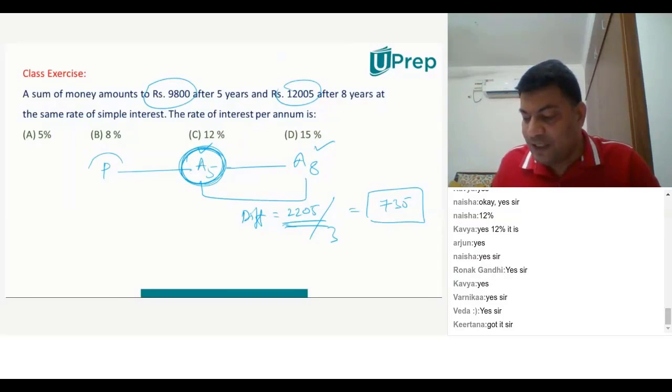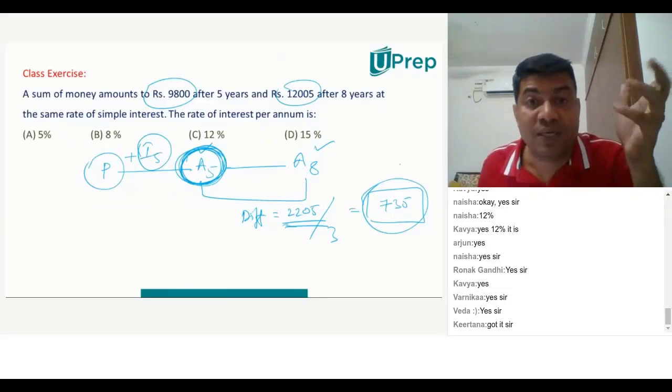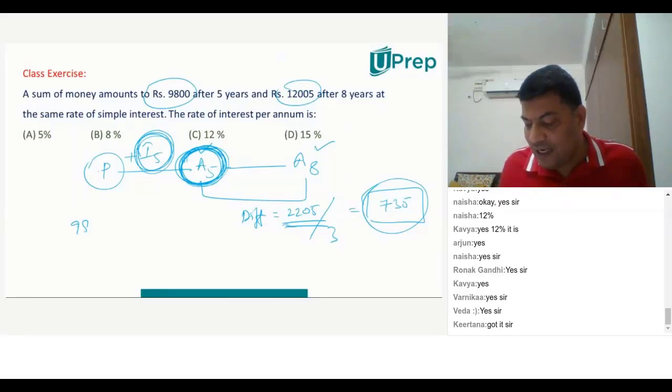So once you get the interest per year, you know the amount at the end of 5 years. How do I calculate principal? Amount of 5 years comes from principal plus interest of 5 years. So how do I calculate interest of 5 years? If I know interest of 1 year, I know how to calculate interest of 5 years. Therefore, that amount minus this interest, that's the reason you got 9800 minus, what was that amount?